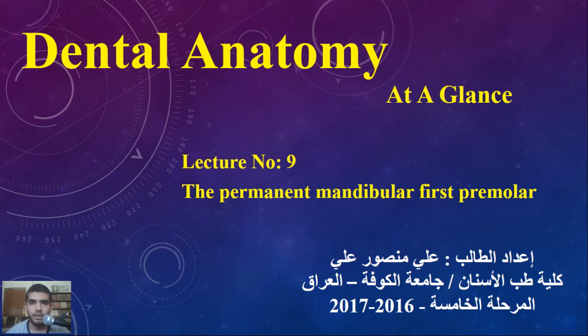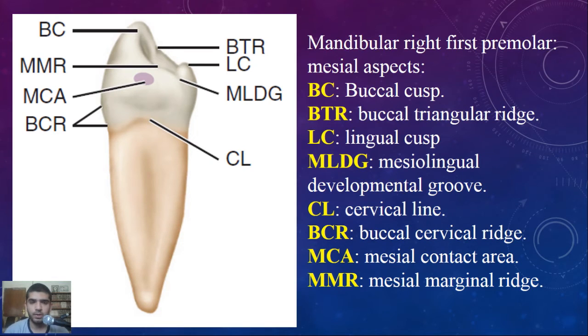Today inshallah in dental anatomy at a glance we will talk about the permanent mandibular first premolar. We will start with the landmarks. This is a mesial aspect of the mandibular right first premolar. This is the buccal side and this is the lingual side. We will start with the buccal cusp. This is the buccal cusp.